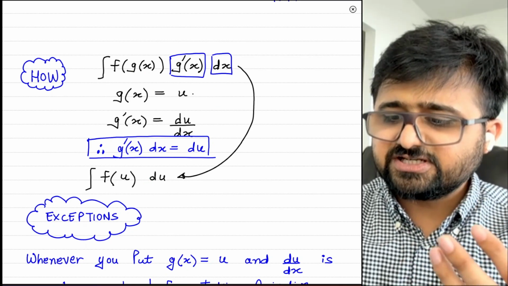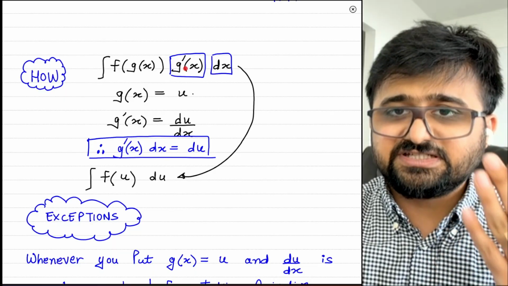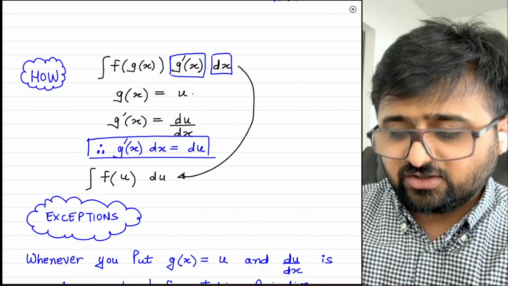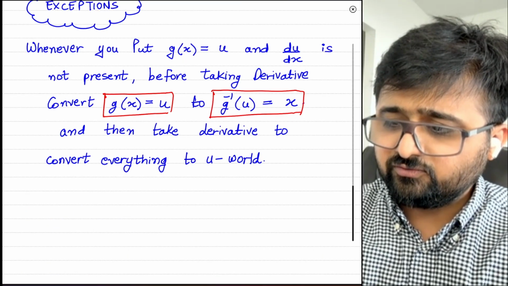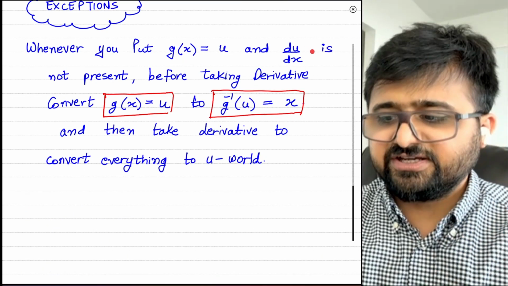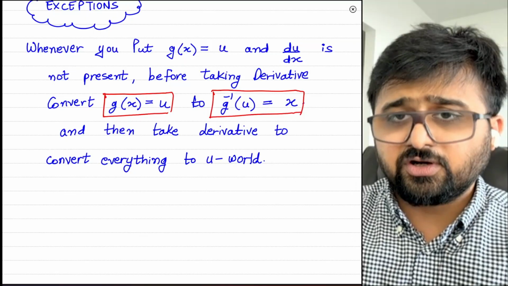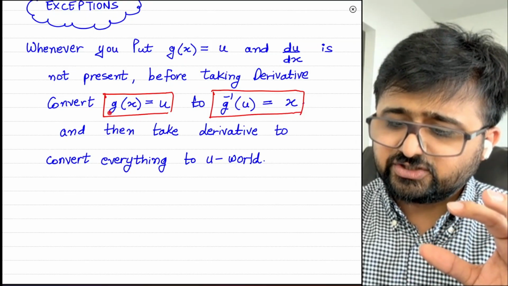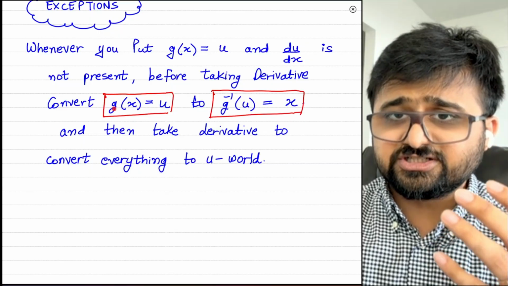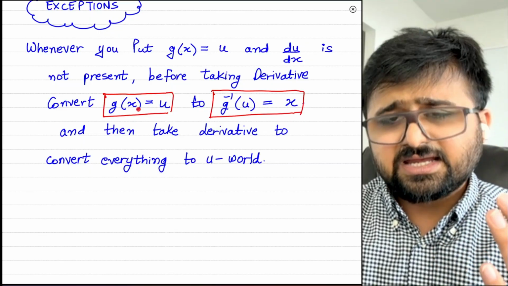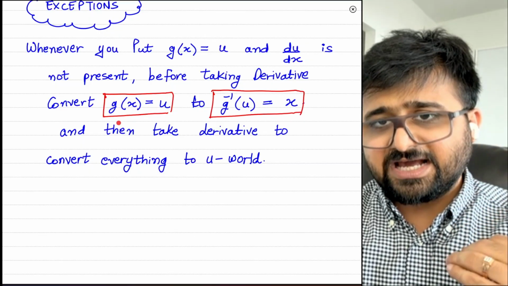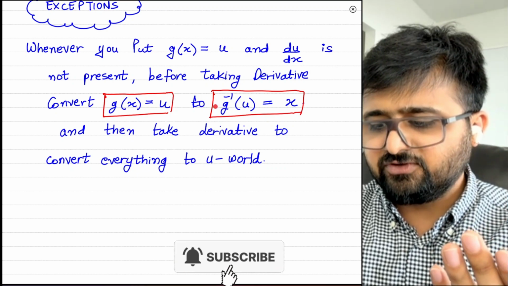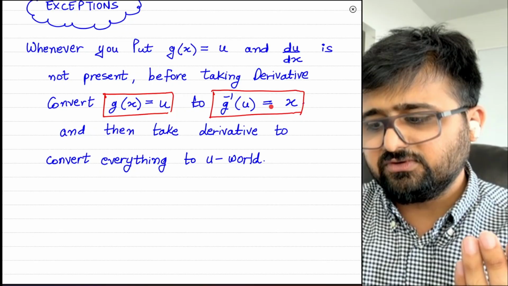But there are situations when the derivative of that g of x, which is g dash of x, is not present in the product form. Whenever that happens, that your derivative of u, which is du by dx or g dash of x, is not present in the product form, you can still do the method of u substitution. But what you have to do is put g of x is equal to u anyway, and then instead of taking the derivative directly as we normally do, find the inverse of that function. So find the inverse, which is g inverse of u is equal to x.